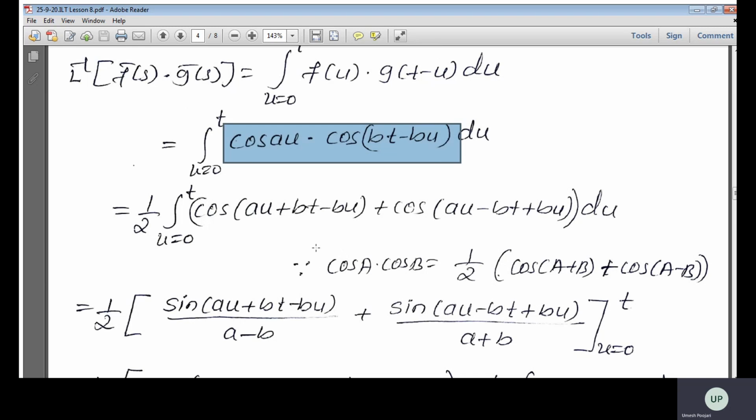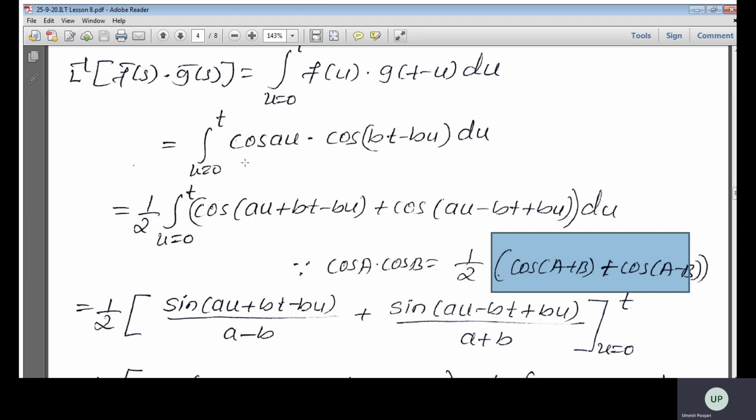So we know that cos a into cos b is 1 by 2 [cos of a plus b plus cos of a minus b]. If you apply this formula over here, we get 1 by 2 [cos of au plus bt minus bu plus cos of au minus bt plus bu]. Then we can integrate it because a plus sign is there, and single terms are there: single term cos, here also cos.